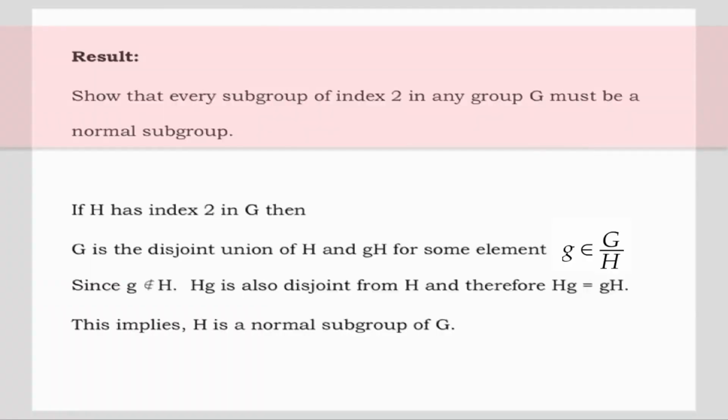Result: every subgroup of index 2 in any group G must be a normal subgroup. If H has index 2 in G, then G is a disjoint union of H and gH for some element g belonging to G minus H. Since g does not belong to H, Hg is also disjoint from H, and therefore Hg is equal to gH. This implies H is a normal subgroup of G.